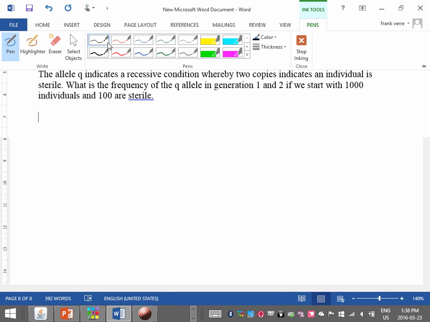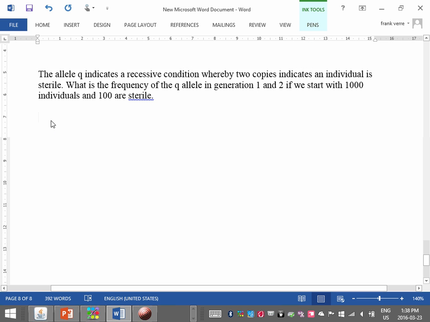So, if you recall yesterday, with the Hardy-Weinberg, we always use the, what? Dominant or recessive phenotype? Right. And the recessive phenotype is Q squared. And in this case, Q squared would be the 100 that are sterile. And it's always over the total, right? So it's 100 that are sterile, and how many individuals are there? 1,000.